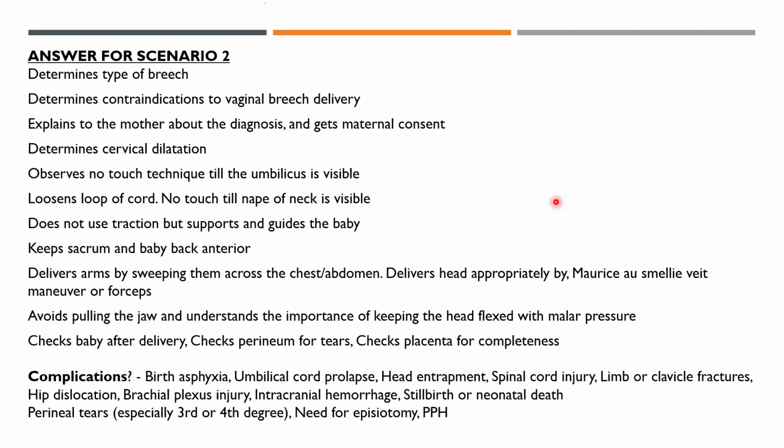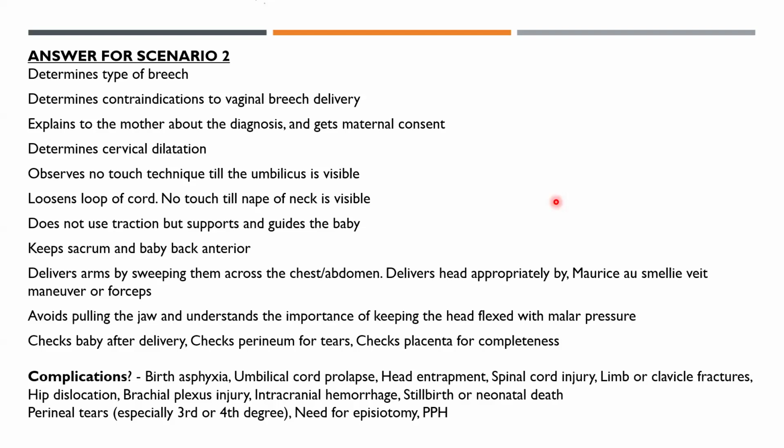The Loftus maneuver. Then do the Mauriceau-Smellie-Veit maneuver or forceps. In our scenario, we don't use forceps, so we'll ignore that, but you can write that for theoretical purposes. Avoid pulling on the jaw, remember. Understand the importance of keeping the head flexed with suprapubic pressure. Check the baby after delivery, check the perineum for any tears, check the placenta's completeness. So all of you were right.